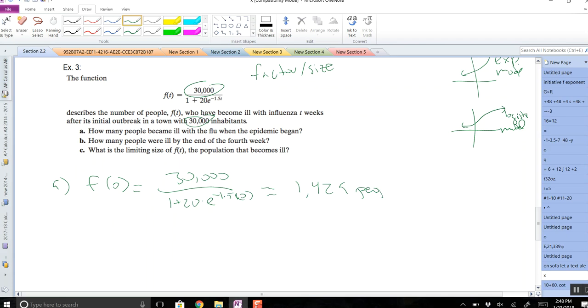So use your calculator and make sure you surround the denominator in parentheses. Otherwise, the calculator's going to follow order of operations, and get you a different answer. So make sure you do 30,000, parentheses, divide, parentheses, 1 plus 20 times E^(-1.5 times 0), and so on. Work it out. So about 1,429 people were infected right when we were during our study. 4 weeks later, so about a month from now, how many people are now infected? You can see this goes up by quite a bit.